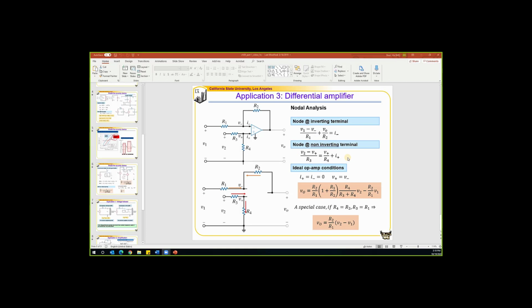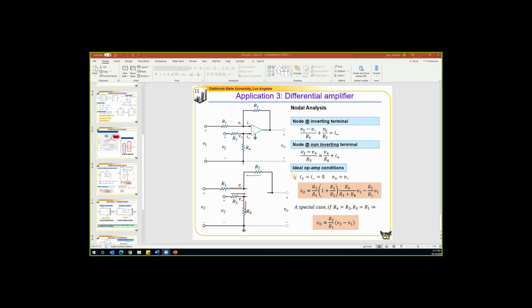The second equation comes from the non-inverting terminal. If we look at the non-inverting terminal, the V plus node, there are three branches connected to this node. So we write the equation: the current going into this node through this branch is (V2 minus V plus) divided by R3. The current going into this node through this branch is (0 minus V plus) divided by R4, where we select this node as the reference node. The summation of these two currents is equal to the current leaving the node, I plus. That is how we get the second equation.